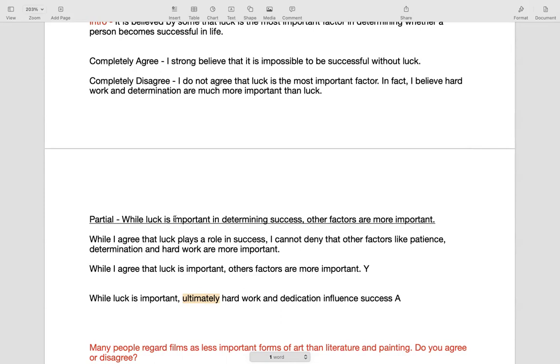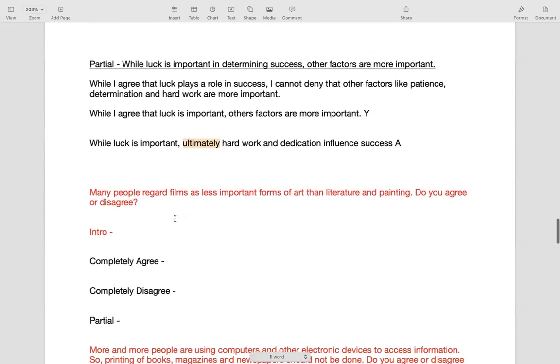So is this essay type clear for you? Yes, sir. Okay. Now let's do the next one. Less important, more important. Okay. Completely agree. Very simple now.